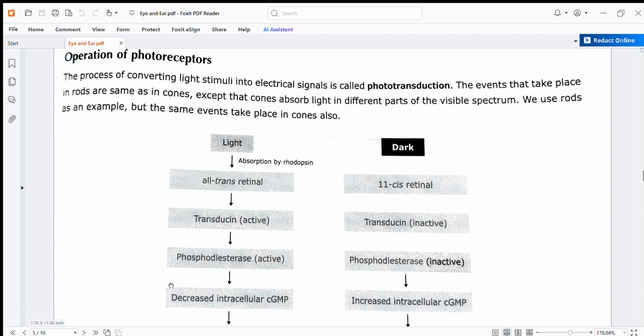The process of converting light stimuli into the electric signal is called phototransduction. The events that take place in the rods are the same in cones except that cones absorb light in different parts of the visible spectrum. We use rods as an example, but the same events take place in cones also.